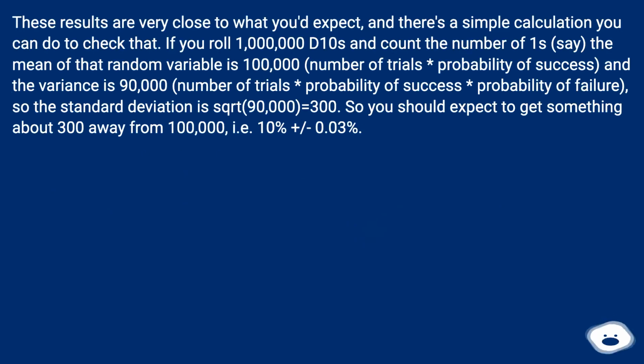These results are very close to what you'd expect, and there's a simple calculation you can do to check that. If you roll 1 million d10s and count the number of ones, say, the mean of that random variable is 100,000, that is, number of trials times probability of success, and the variance is 90,000, number of trials times probability of success times probability of failure, so the standard deviation is sqrt(90,000) = 300. So you should expect to get something about 300 away from 100,000, i.e. 10% plus/minus 0.03%.